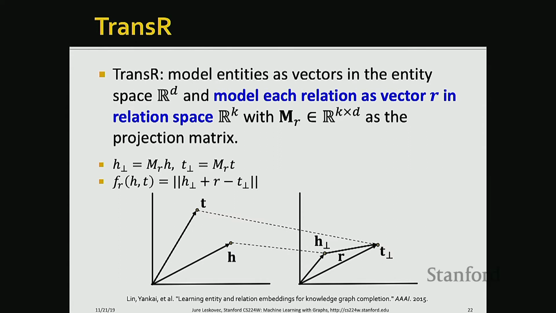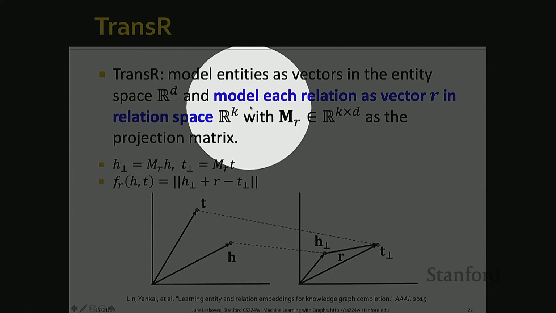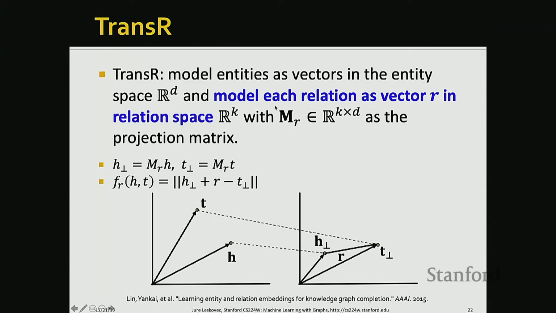I'm not going to go into detail. I put the paper down here in case you're interested. The key idea is, instead of having both the nodes, so the entities, and the relation mapped to the same embedding space, we're going to have different embedding spaces. There will be the standard embedding space for our entities, which is d-dimensional, and then we will model each relation as a vector r in a relation space. So each relation will have its own embedding space. As you can imagine, this leads to many more parameters, so clearly this is a more powerful, more expressive model.